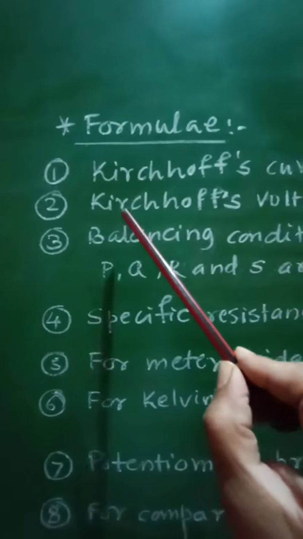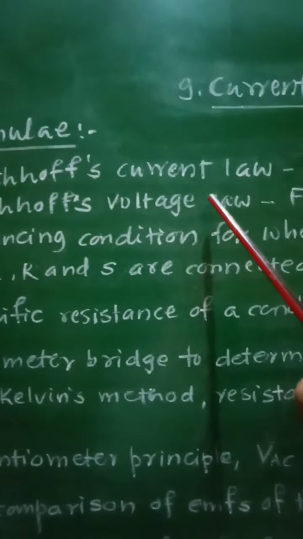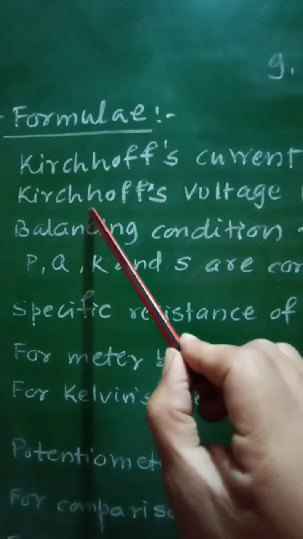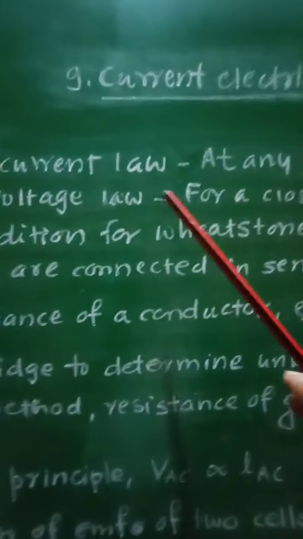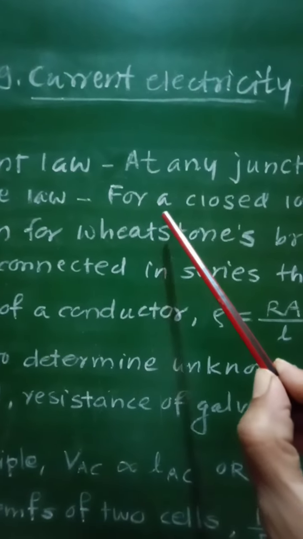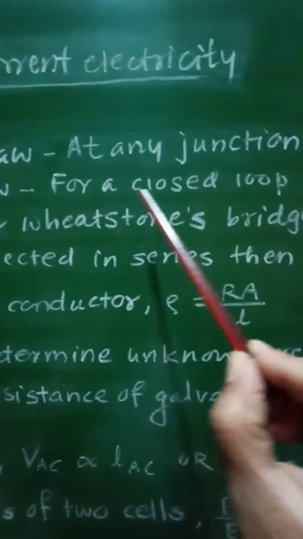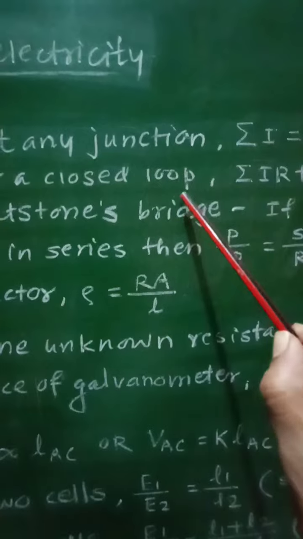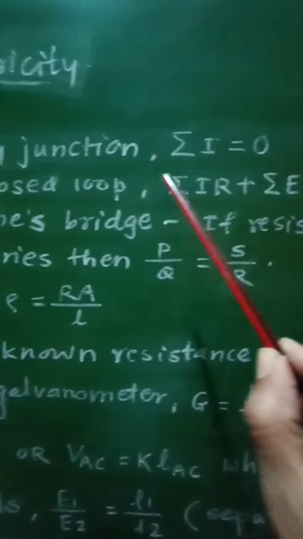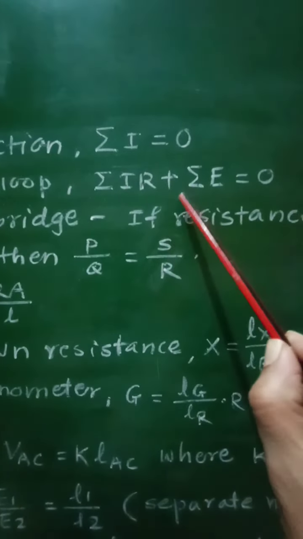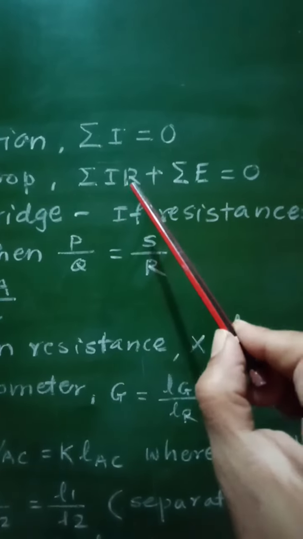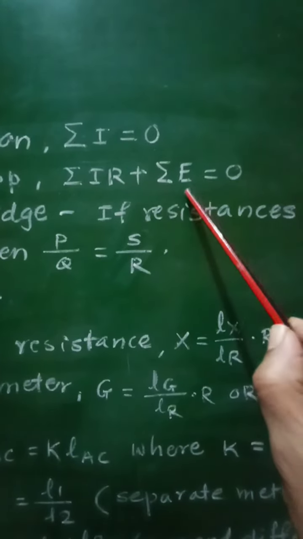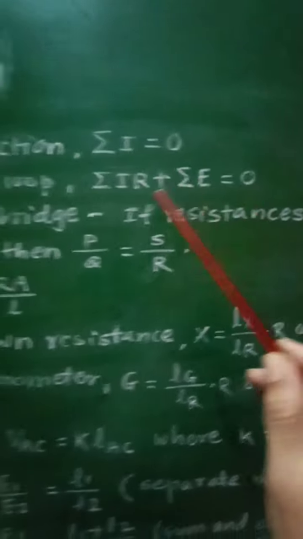Second formula, for Kirchhoff's voltage law, that is KVL, for a closed loop of any electrical network, summation IR plus summation E equal to 0.